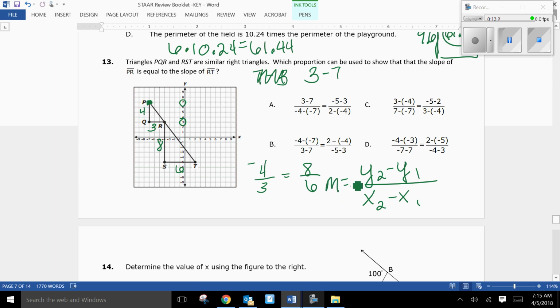So 3 minus 7, those are my two values. So I can see I'm doing 3 minus 7 in A. Let's see if the rest of this matches up. And to find my run, I'm working backwards. So I'm taking negative 4, my second x value, and I'm subtracting negative 7 to get 3.